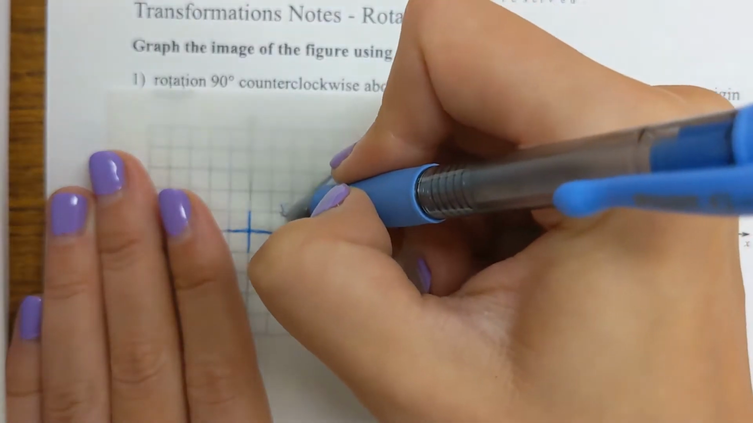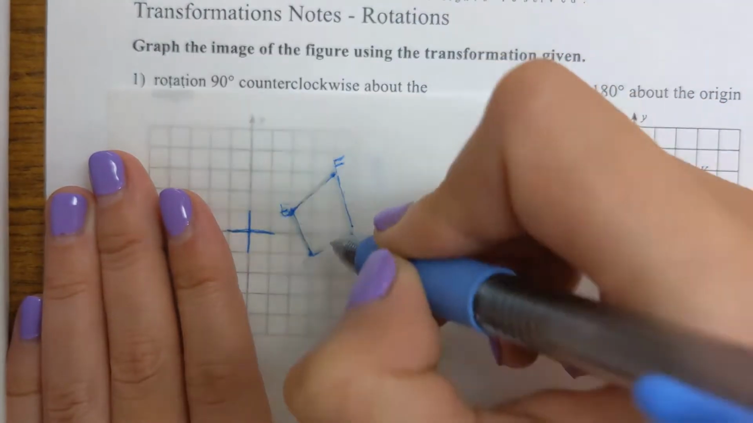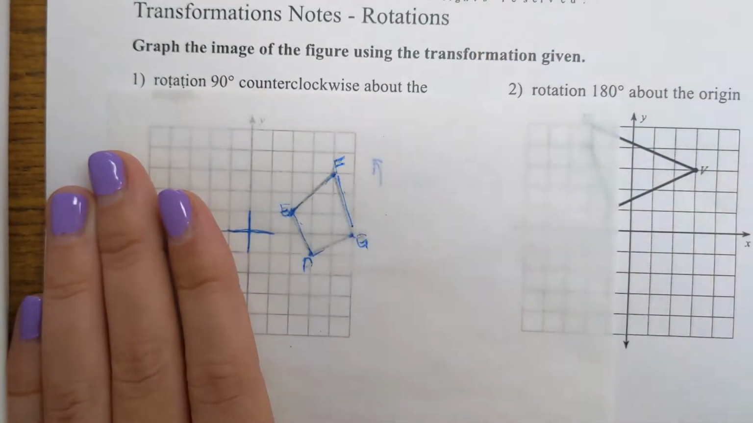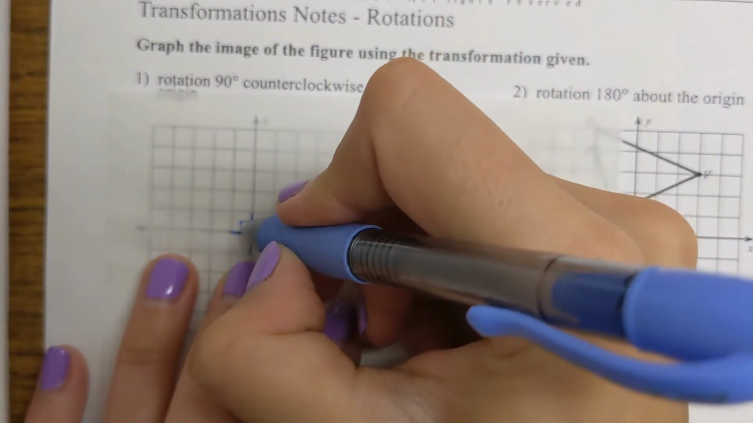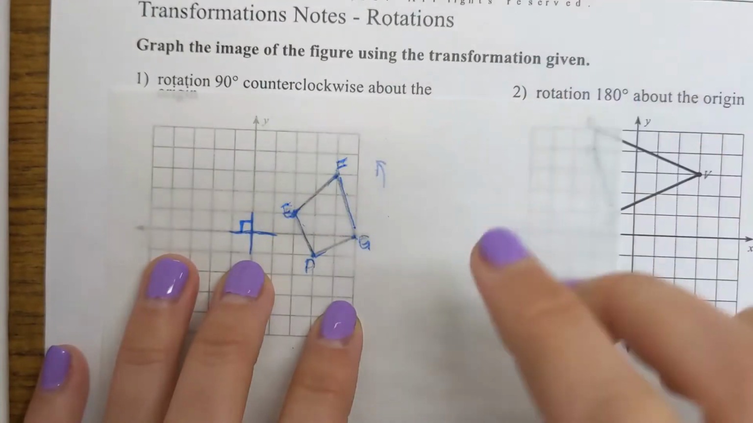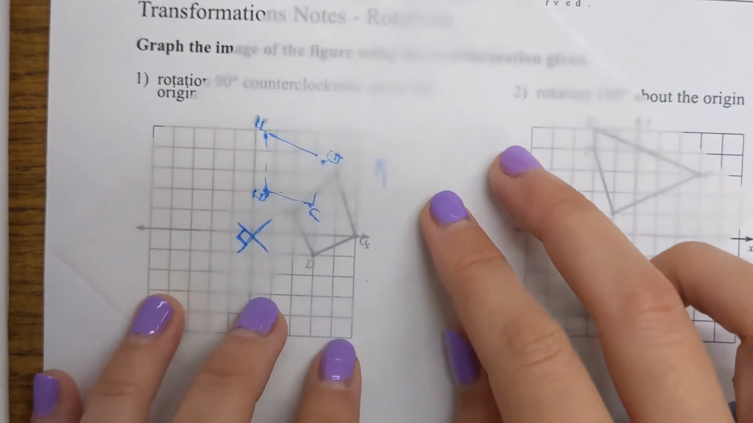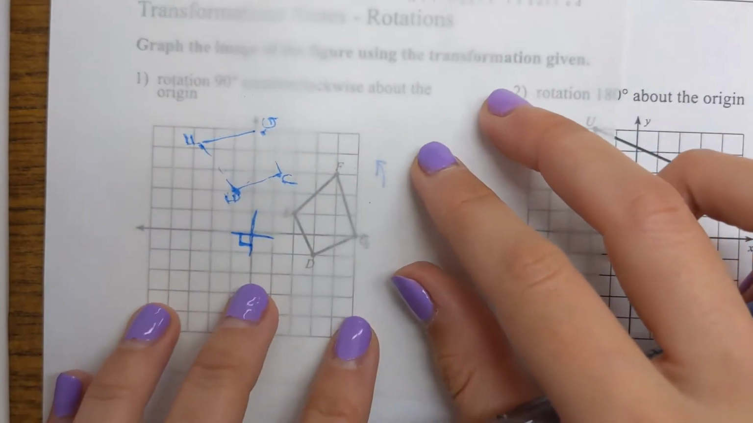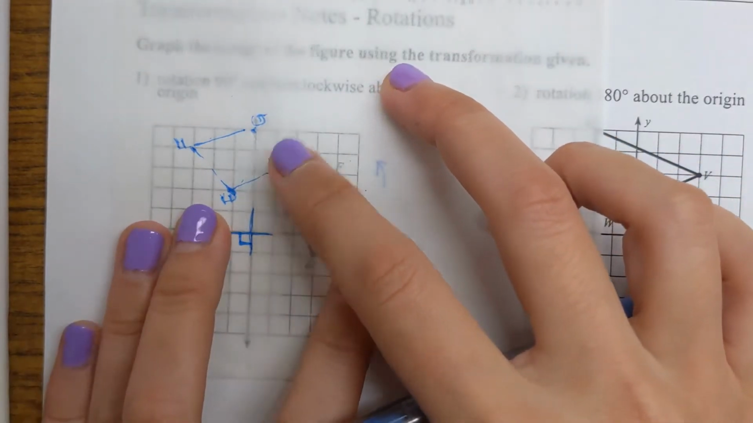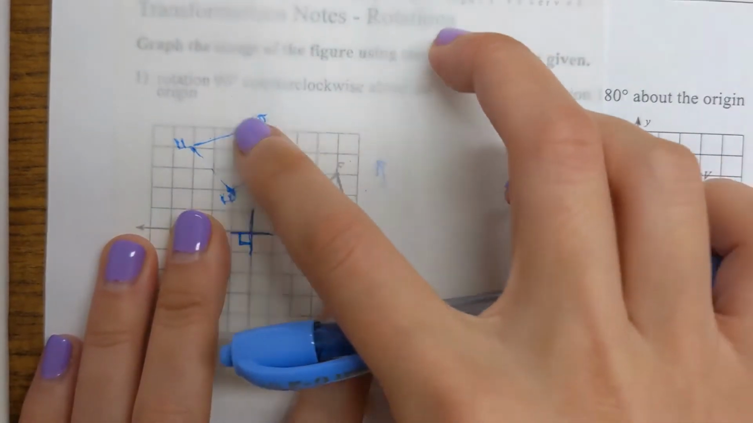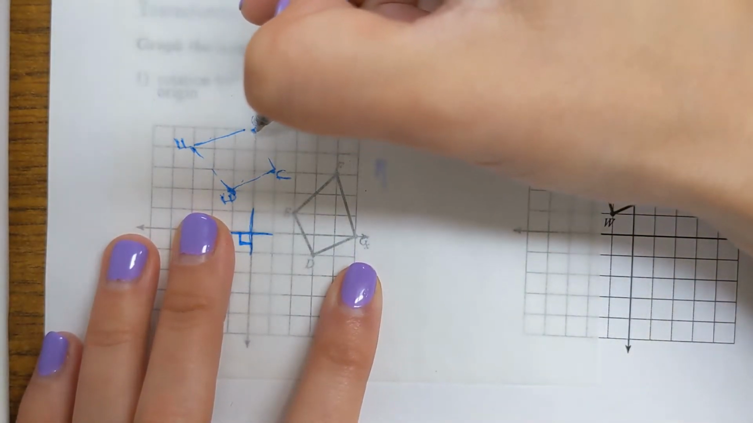We have E is here, F is here, G, and D. Now we're going counterclockwise and we're going 90 degrees. Remember, 90 degrees is just one of these boxes. So we'll turn, turn, turn until our T mates up right back at the origin. And now we have rotated it. This is our rotated image. So it's time to draw that image onto the graph.